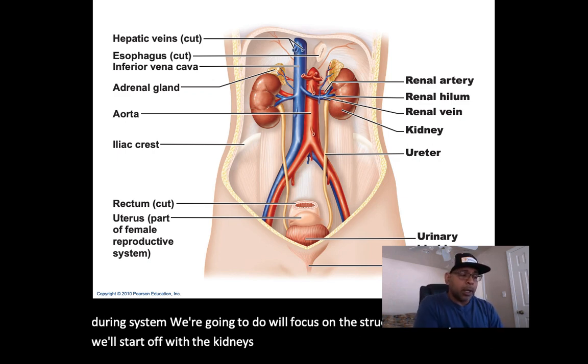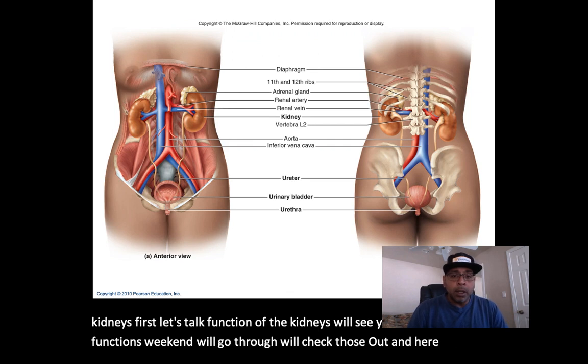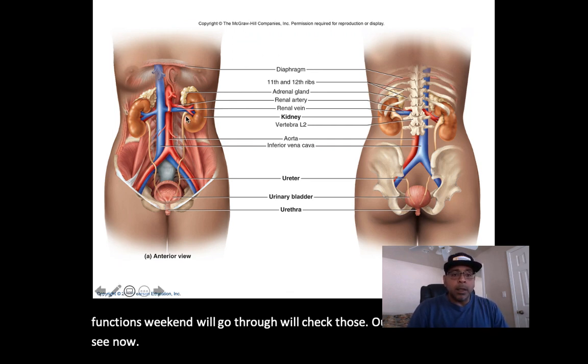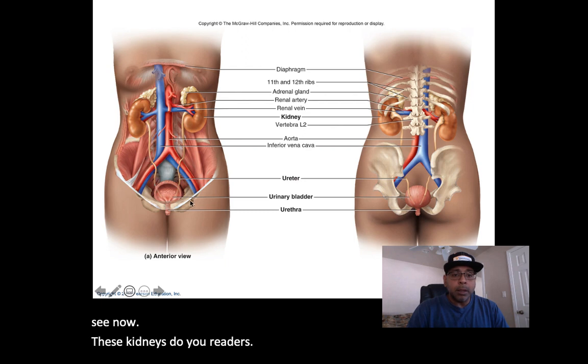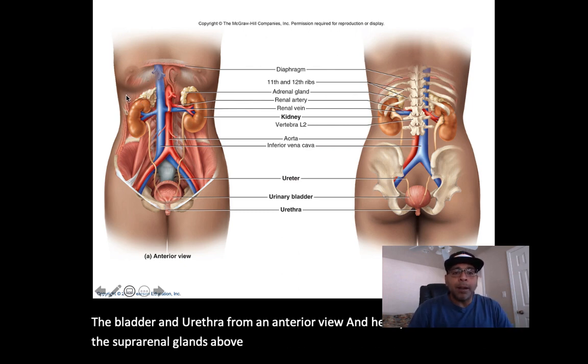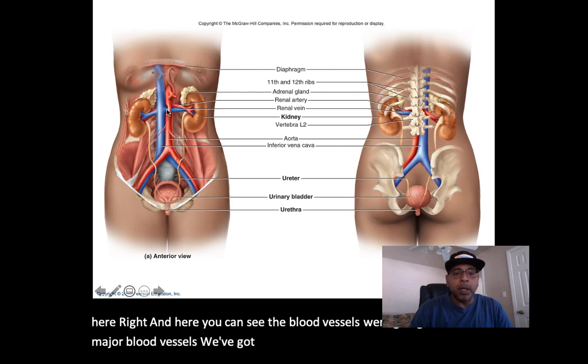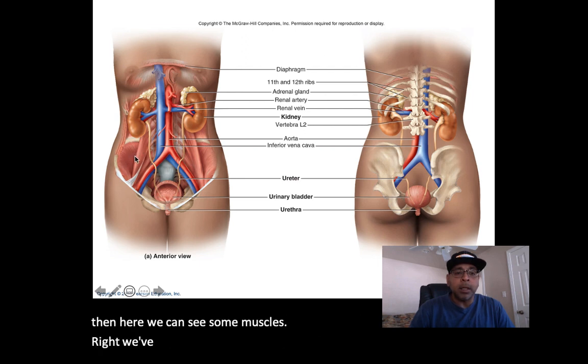Let's start with the kidneys. When we talk about the kidneys, first let's talk about the function of the kidneys. The kidneys we'll see have a few functions, and we'll go through and check those out. Here we can see the kidneys, the ureters, the bladder, and the urethra from an anterior view. Here you can also see the suprarenal glands above them. We would have the liver up in here, and here you can see the blood vessels. We're going to go through those major blood vessels: the abdominal aorta and the inferior vena cava. And then here we can see some muscles. We've gone through the iliacus and the psoas major muscles, the iliopsoas muscles.